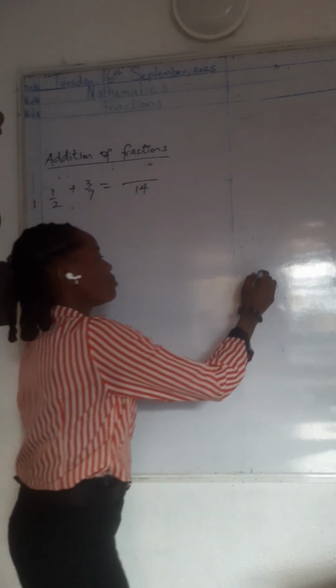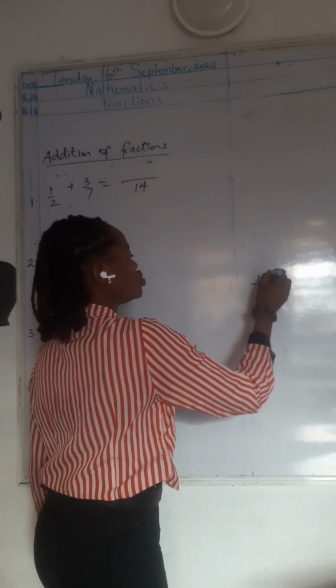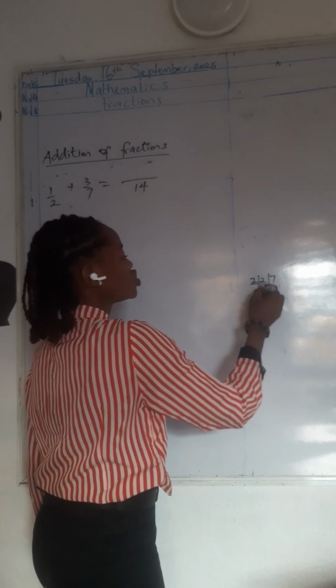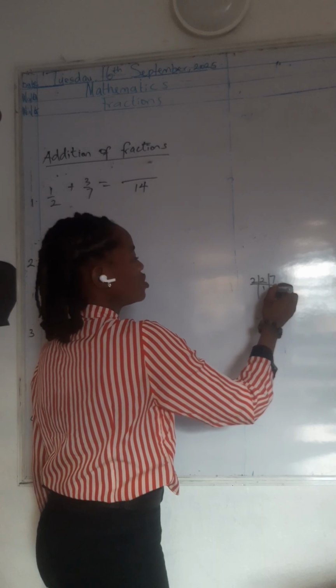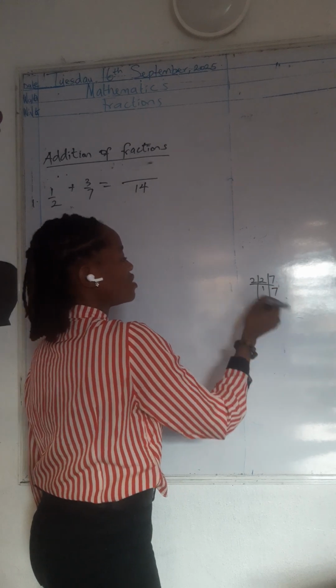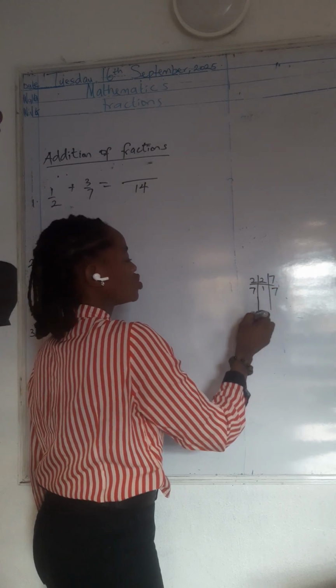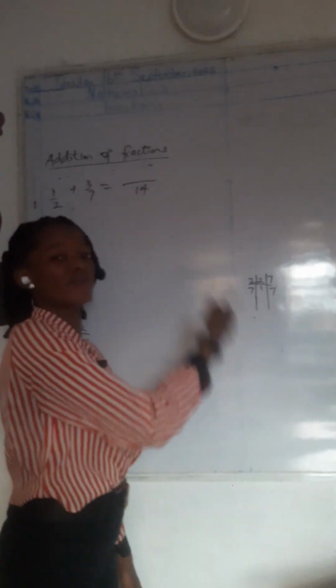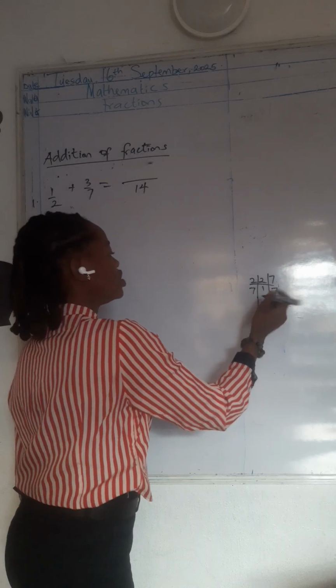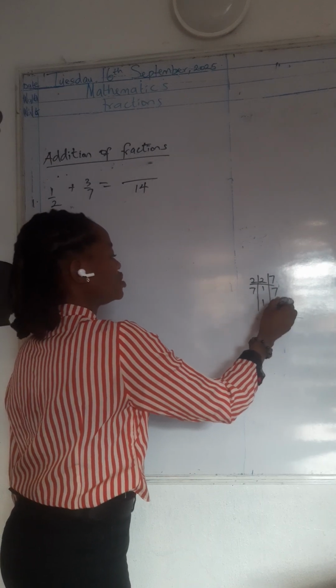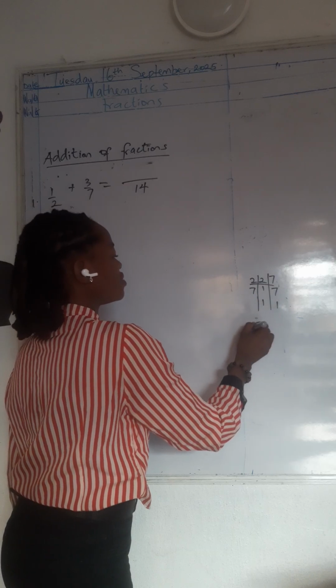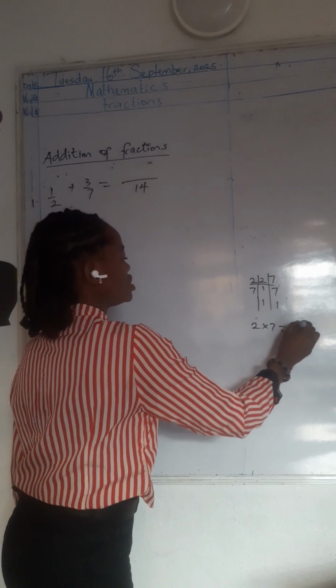If we use our normal LCM method, this is 2, this is 7. 2 in 2 is 1, 2 in 7 is impossible. I drop my 7, because nothing goes in 7. 7 is a prime number. 7 in 1, I drop 1. 7 in 7 is 1. I'm left with 2 and 7. 2 times 7 is 14.